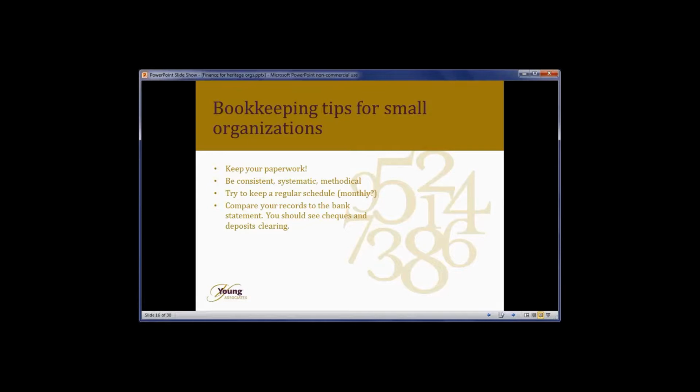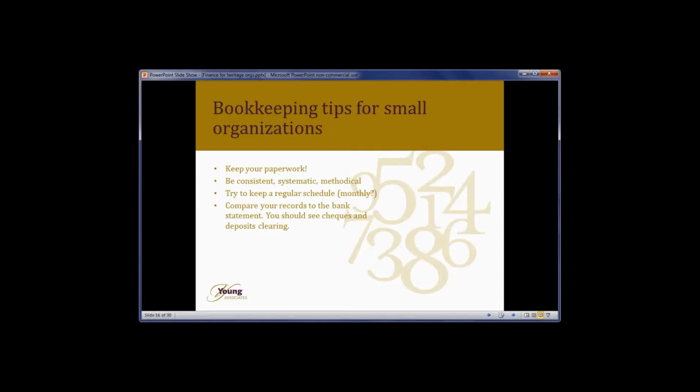Another important thing is to try and maintain a regular schedule. Try to get into the habit of updating the bookkeeping on a regular basis. Monthly works well for lots of organizations, mainly because banks still, to a large degree, send out monthly bank statements to people. So trying to stick with that regular schedule ensures that you're looking at things as they evolve and staying in touch with what's happening financially.